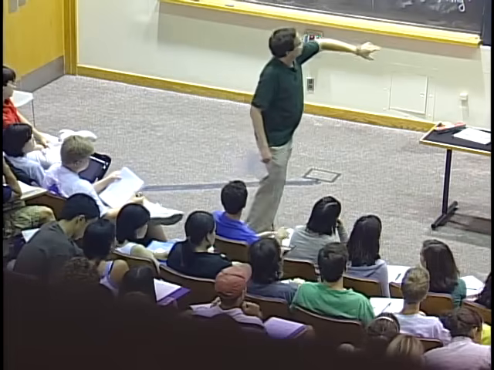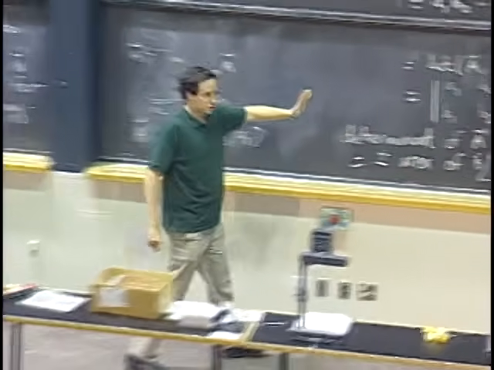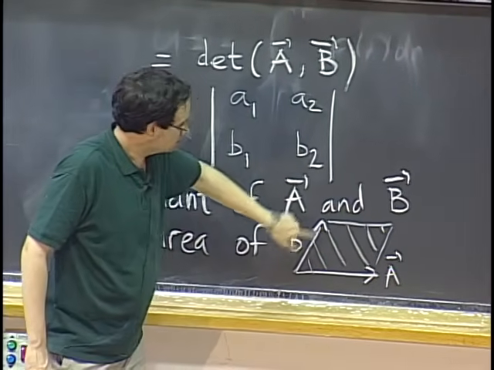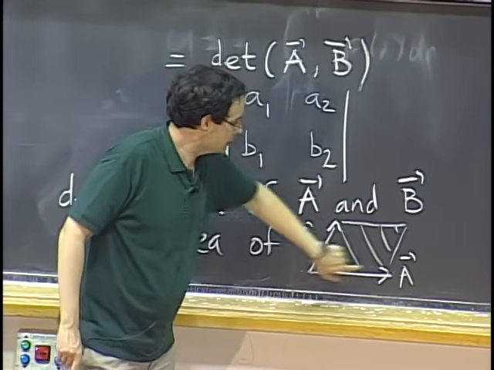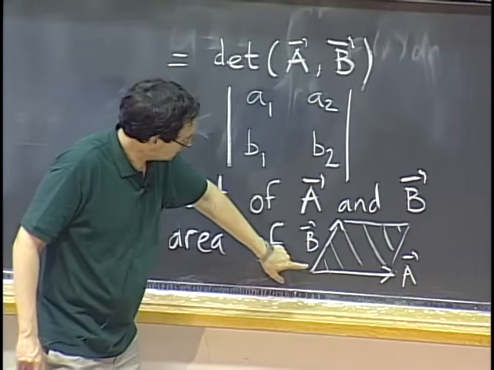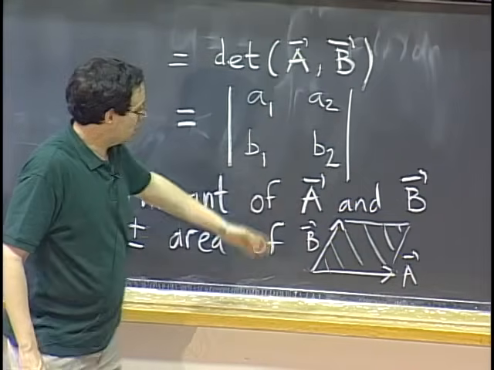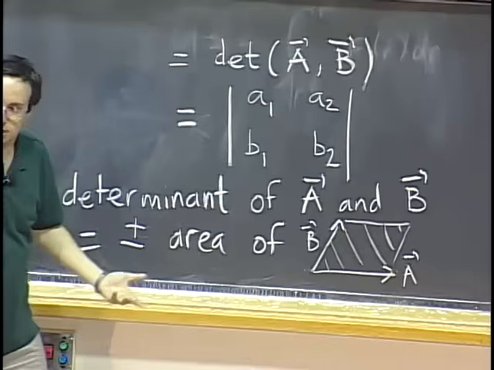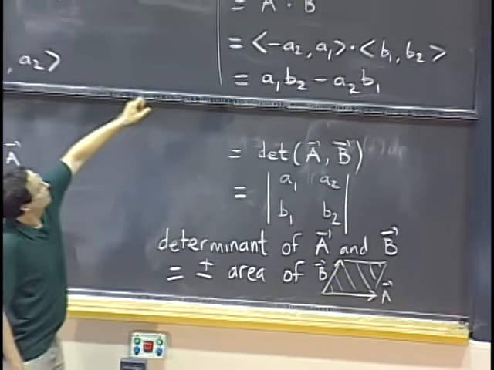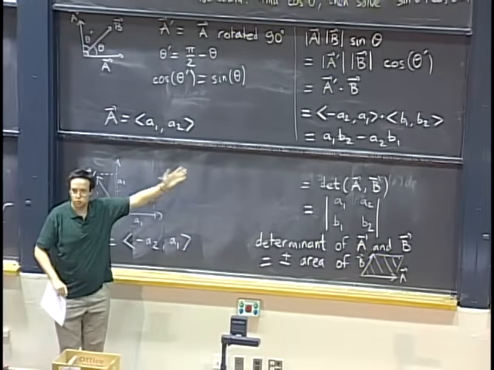Okay, so the area of a parallelogram is going to be the base times the height, right? So let's take this side to be the base. The length of the base will be the length of A. Then the height will be obtained by taking B, but only looking at the vertical part. So that will be the length of B times the sine of theta. So that's how I got that the area of a parallelogram is length A, length B, sine theta. And then I did this manipulation and this trick of rotating to find a nice formula.